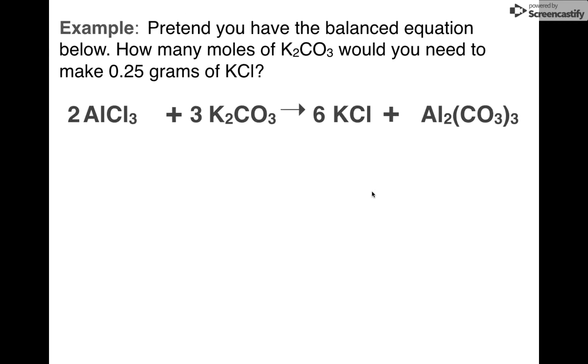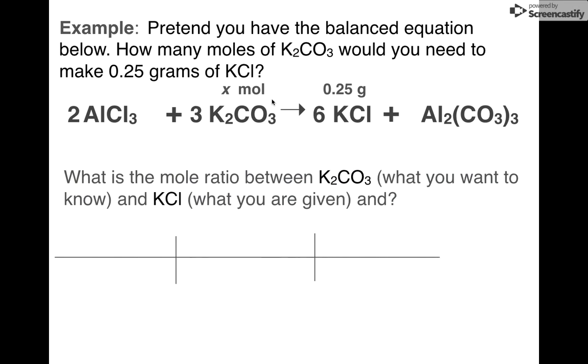Pretend I have this balanced equation. How many moles of K2CO3 would I need to react to make 0.25 grams of KCl? All right, again, what am I given? What do I want? Notice that these are different, so it's going to be a two-step one, so I can draw my two-step conversion factor box. I need to know the mole ratio. What's the mole ratio between this and this? 3-to-6 or 1-to-2, doesn't matter.